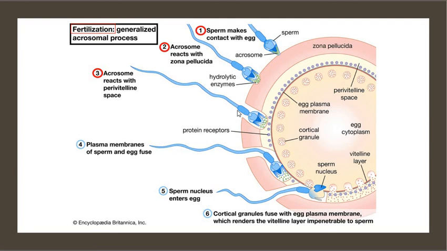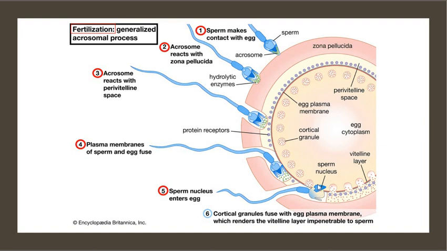Now, in this area, once it gets all the way through, the membrane of the sperm actually joins the membrane of the egg, and they become a merged membrane at that point. Now, once that happens, the nucleus of the sperm is able to be released inside of the egg because the membranes have joined. Okay?